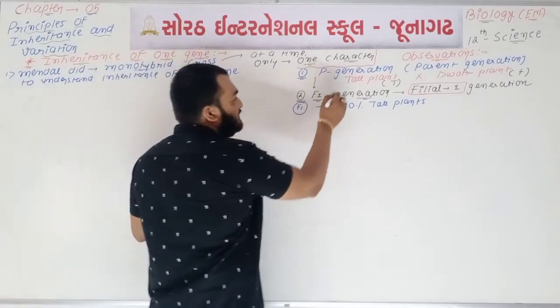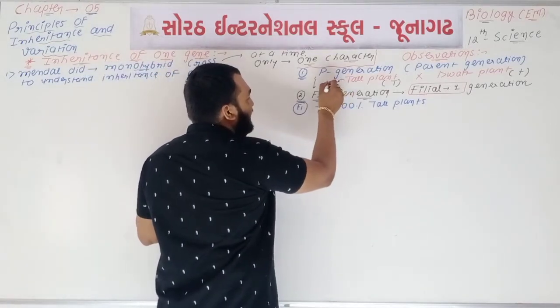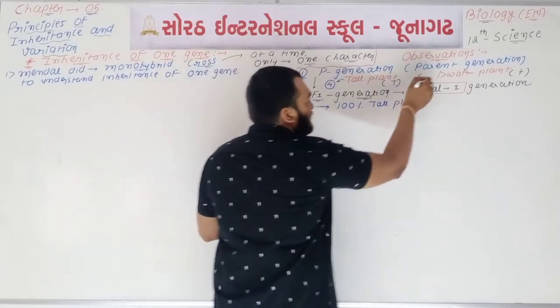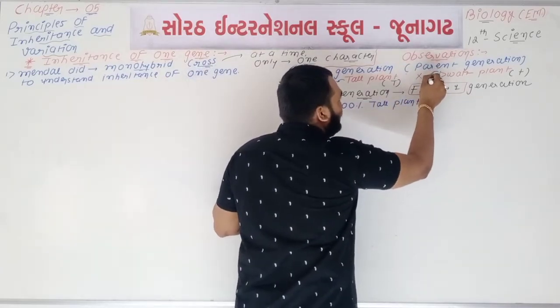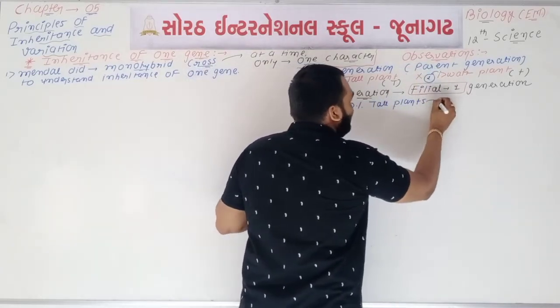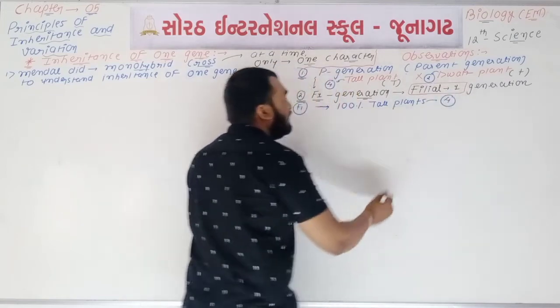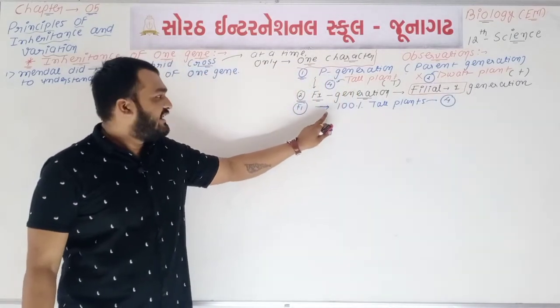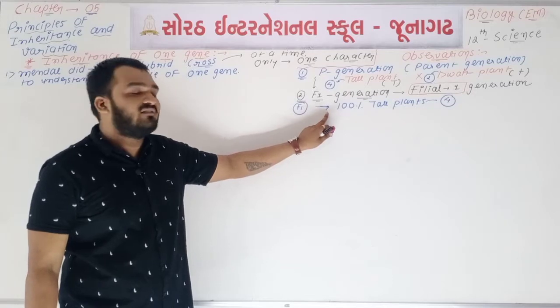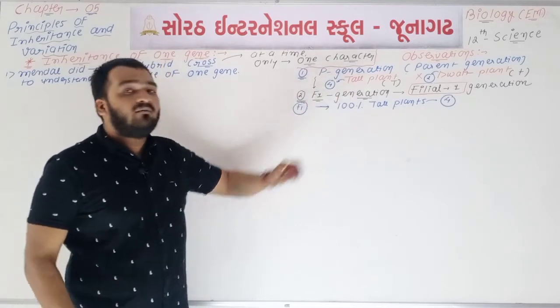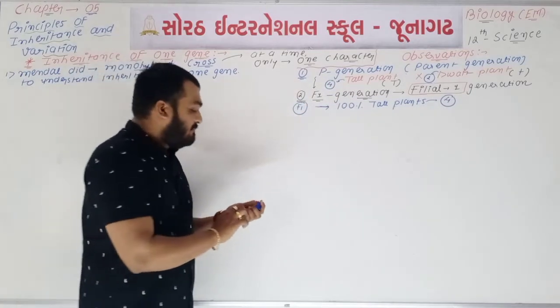For example, this parent plant has a height of 4 feet and this parent dwarf plant has a height of 2 feet. So the F1 plants have a height of 4 feet. So the height, the character of F1, is as similar as what? As their parent.